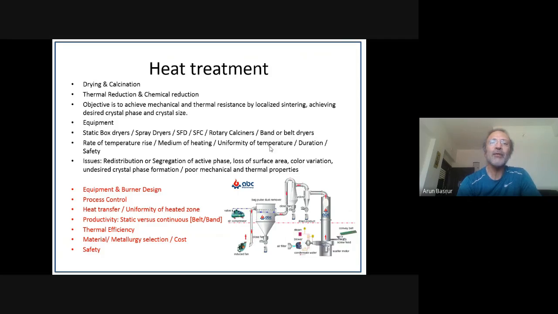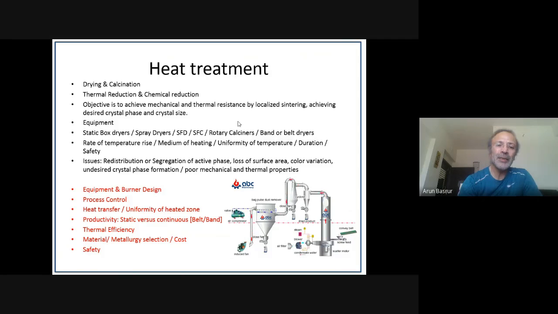What kind of issues can happen if heat treatment goes wrong? One can have redistribution or segregation of the active phase, which will affect the catalyst performance. If the catalyst is subjected to too high a temperature, there can be loss of surface area. One can have color variation. Sometimes the color variation may not affect performance, but it may not be acceptable to the customer. If the calcination is not done at the proper or desired temperature, one can end up with undesired crystal phase formation, which can affect the performance of the catalyst. It can also affect mechanical and thermal properties.